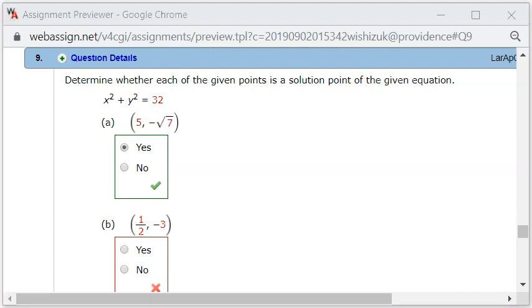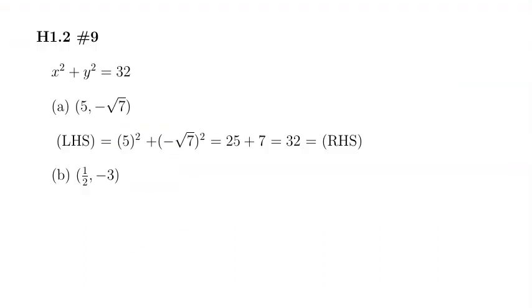Let's look at part B. We have a new point, 1/2 comma negative 3. Let's look at the left hand side here. Again, we're going to plug in x equals 1/2, so you get 1/2 squared. Then y is going to be negative 3, so you have negative 3, the whole thing squared.